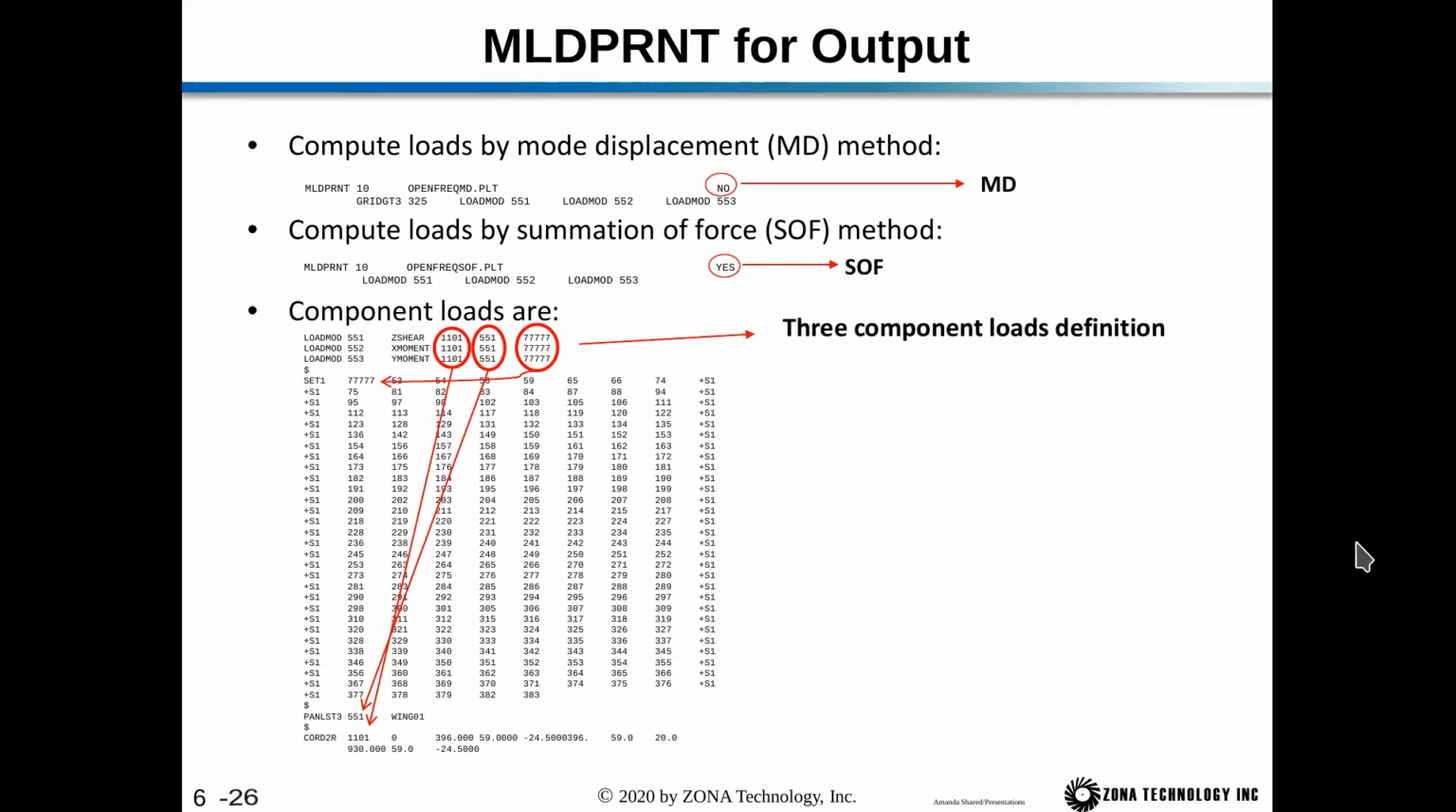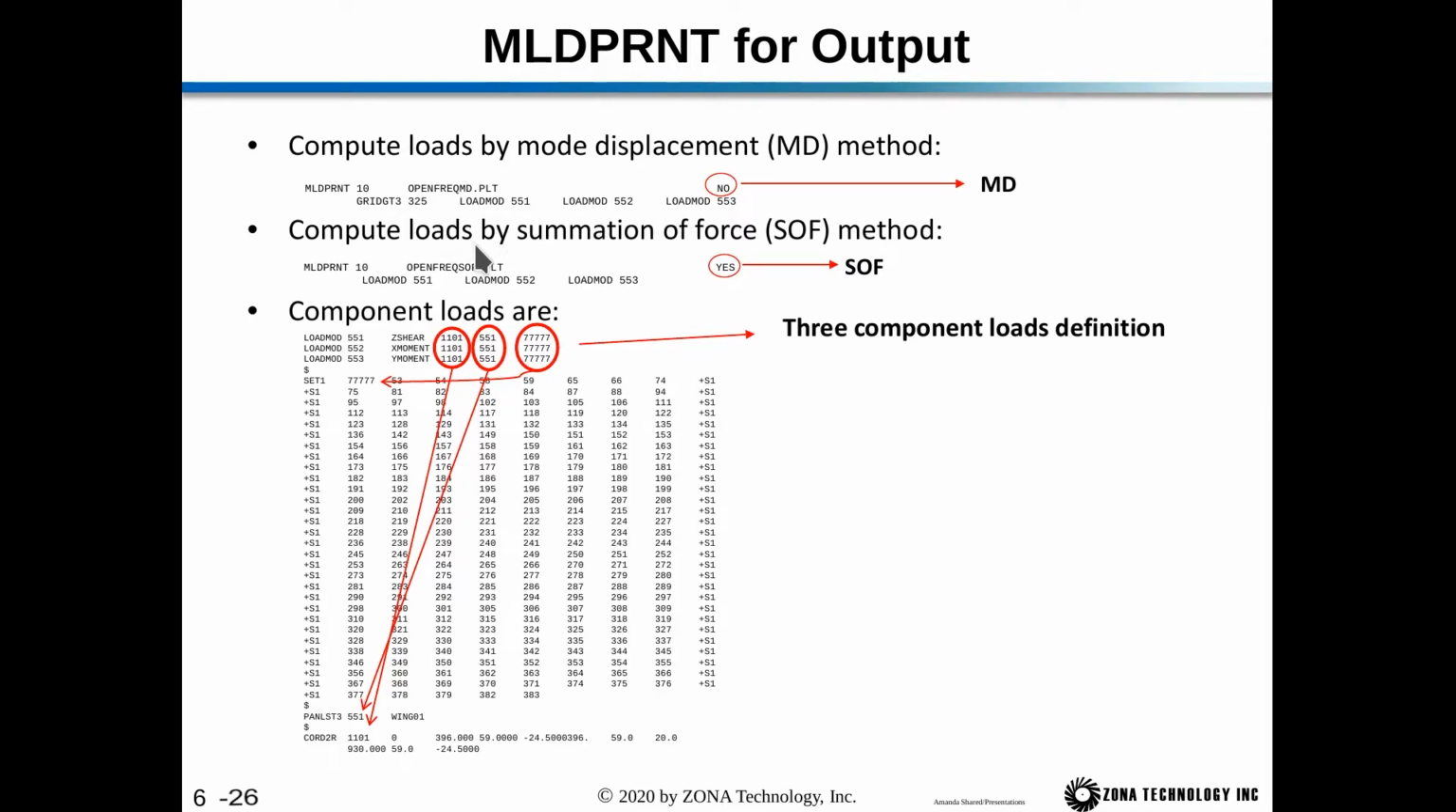Next, we have two MLD print cards, both with ID 10, and this is allowed. So first, we want to compute the loads by the mode displacement method. So the SOF field is no in the MLD print card, and our file name we have MD. So we have our grid acceleration, and then we have three load mod cards.